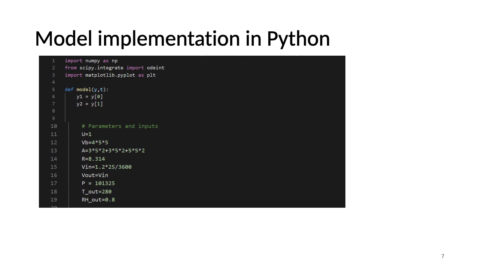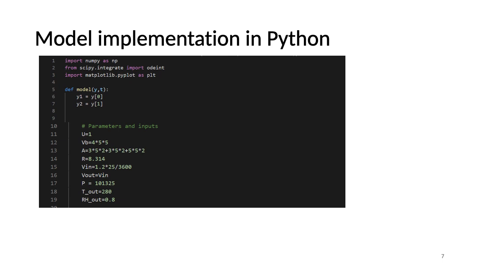Define the model with dependent variable y and independent variable time. Remember that y is an array because it has two components, air density and air temperature. So we define them as y1 and y2. And next I'm going to define the parameters and inputs. U is the overall heat transfer coefficient, which is equal to 1. VB is the volume of the building, which is equal to 100 cubic meters.